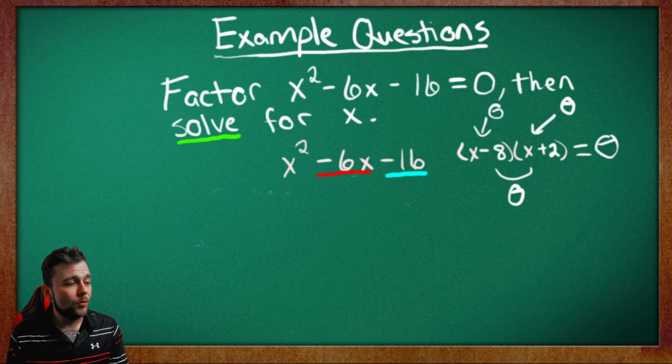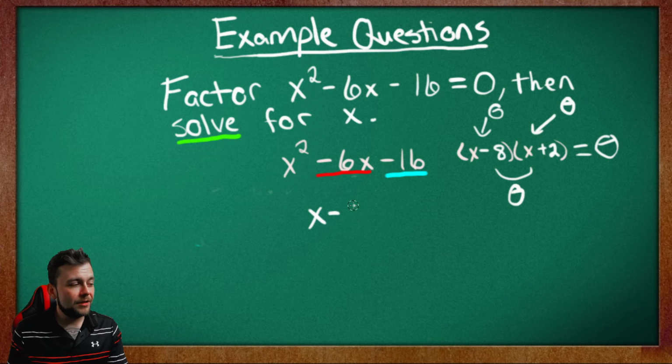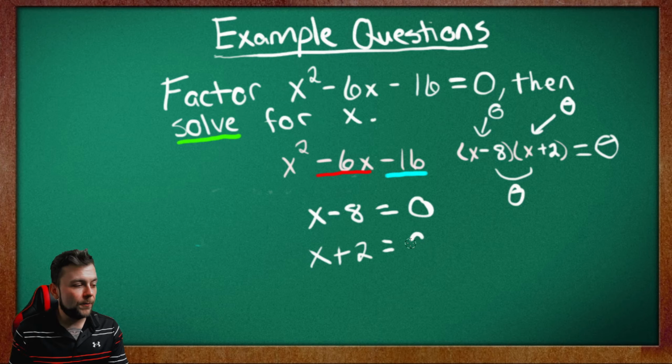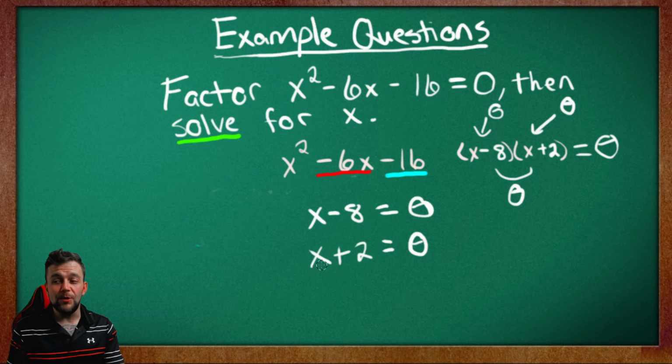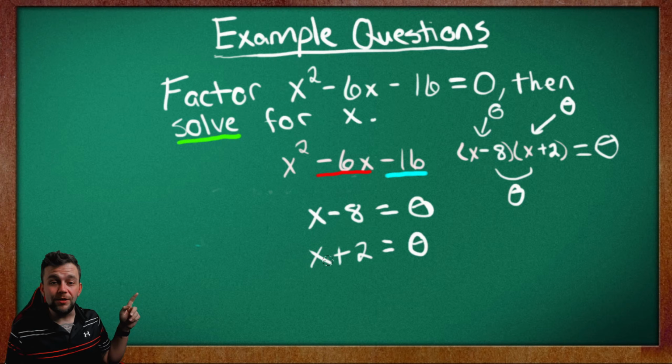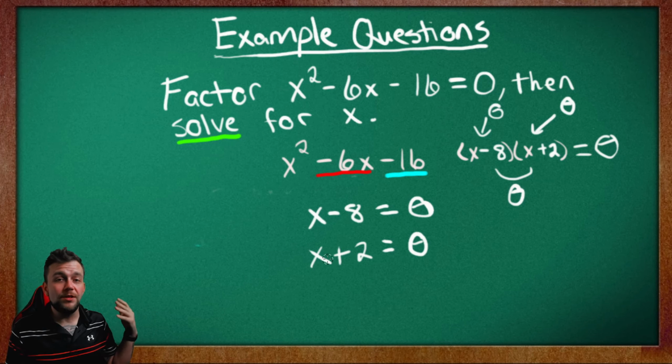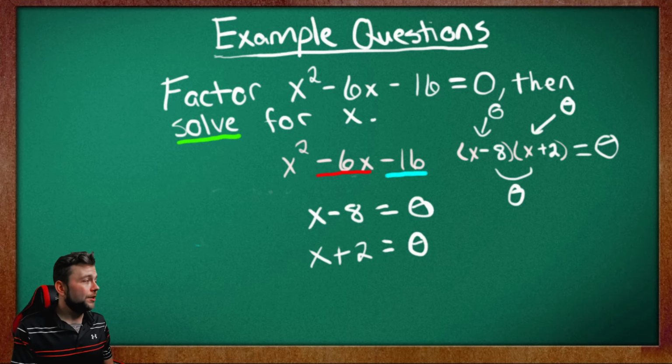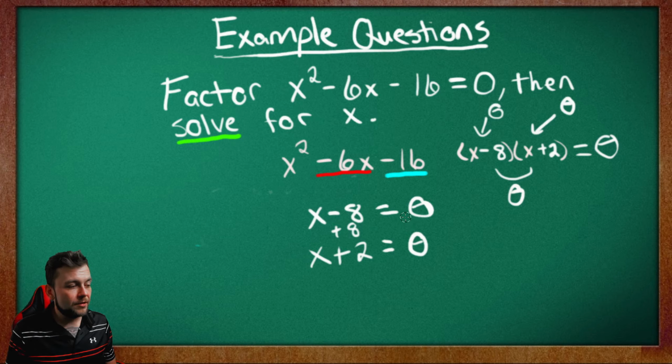Yeah. So what we do is we split this up. x minus 8 equals 0. x plus 2 equals 0. And all you have to do is solve for x. Isolate your variable. Do the inverse operation of what's happening. So x minus 8, so it's subtraction. What's the opposite of subtraction? It's addition. So you add 8 to both sides.